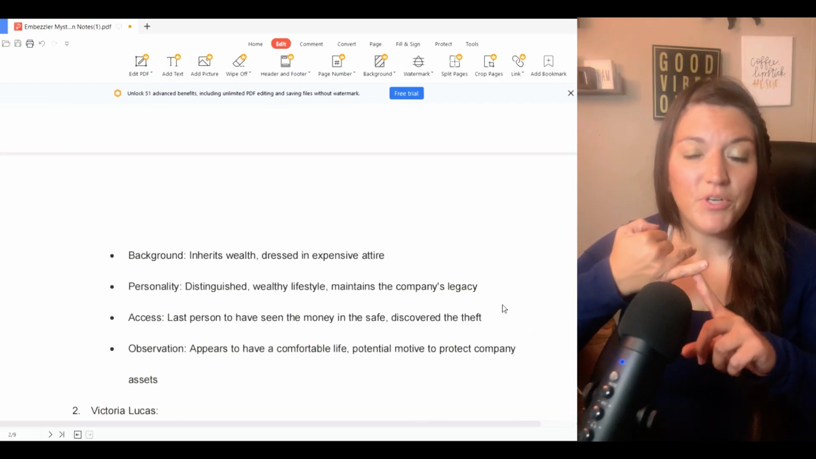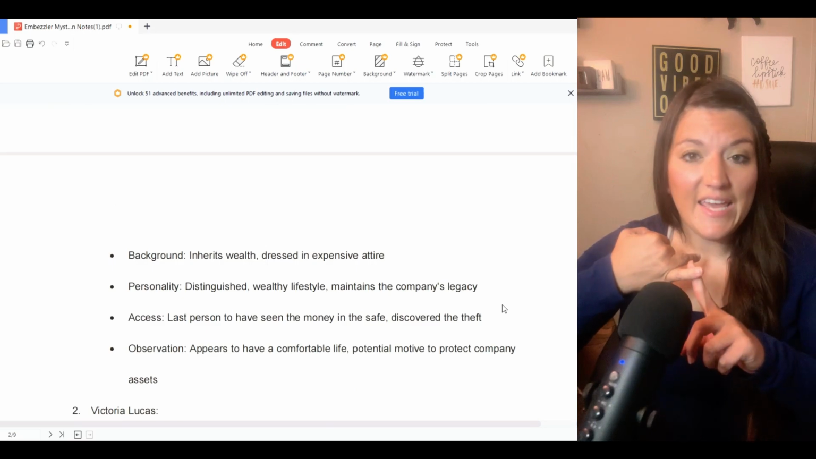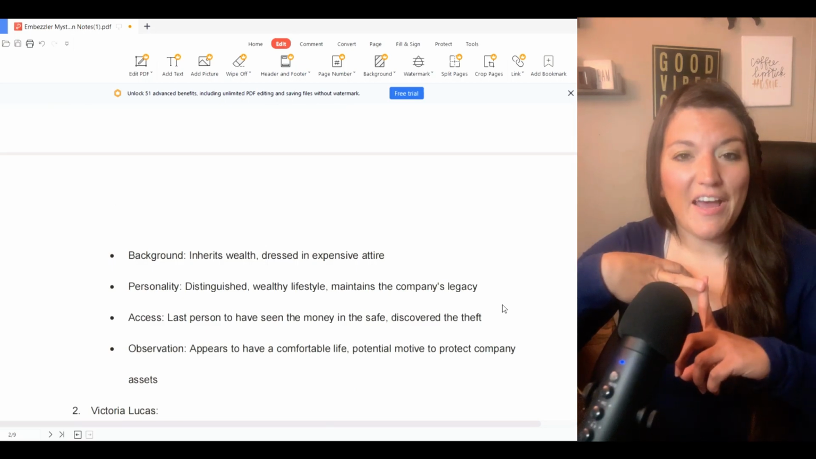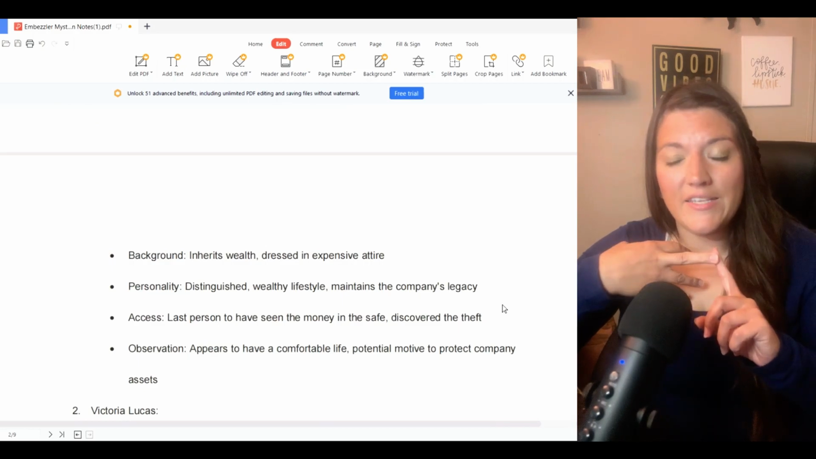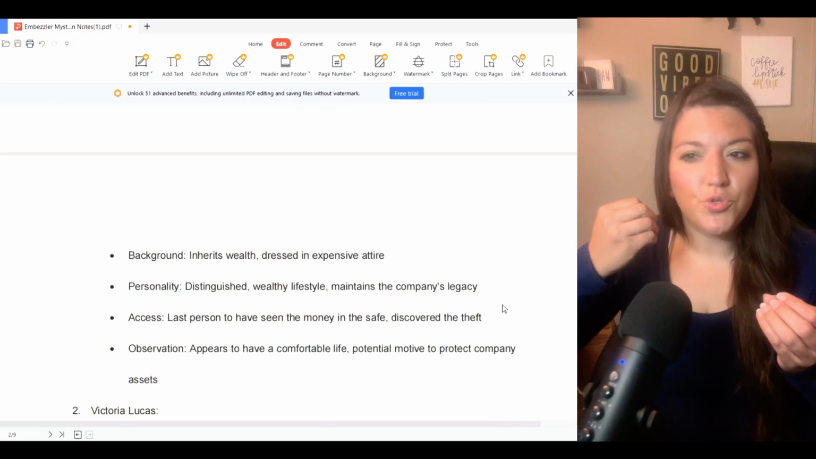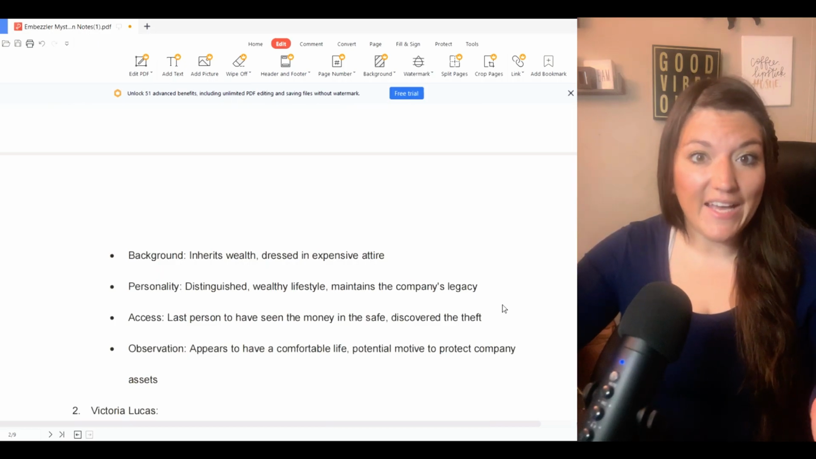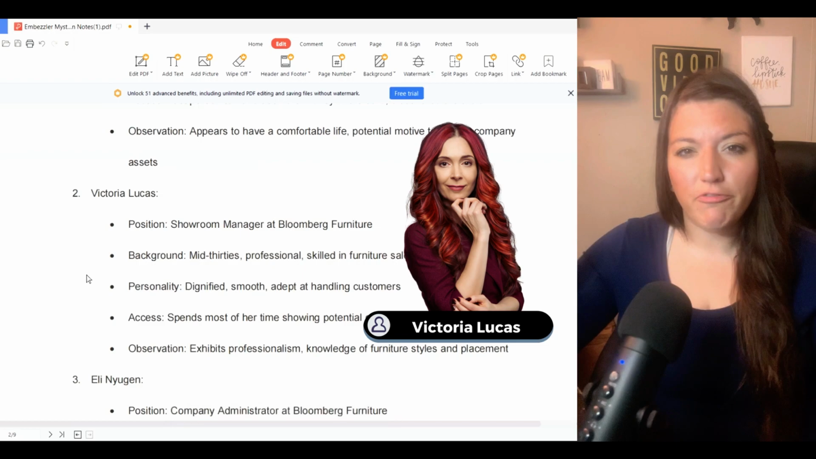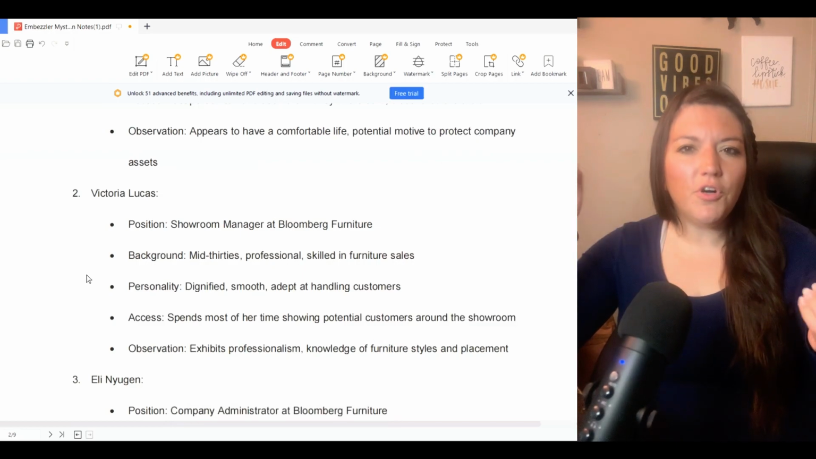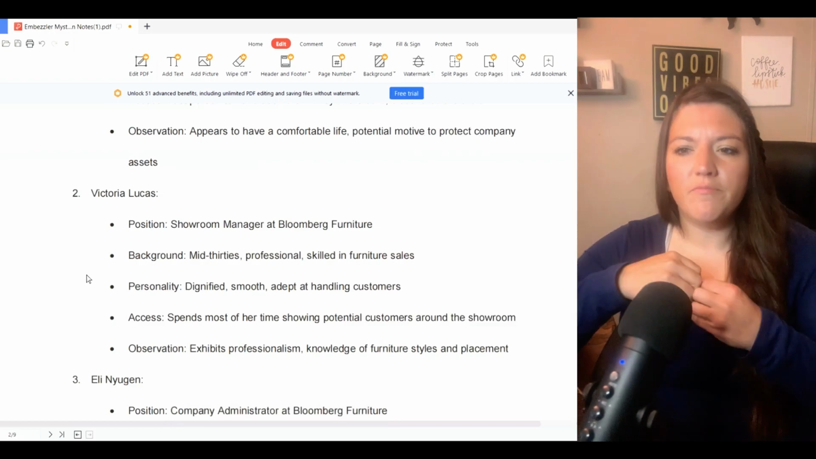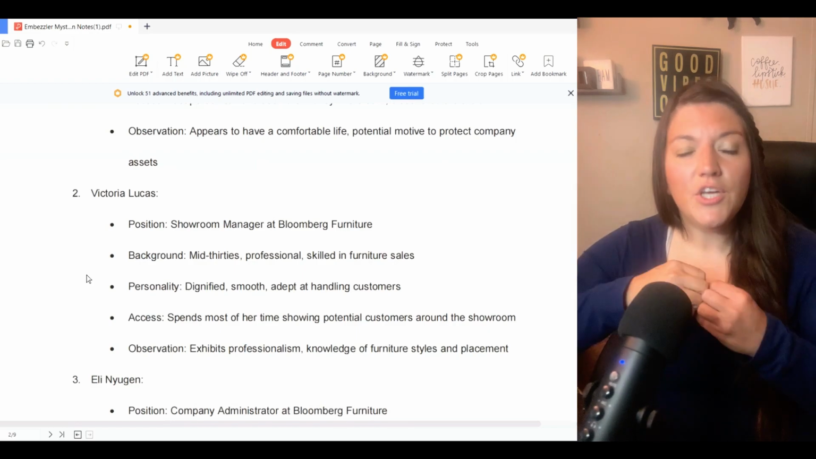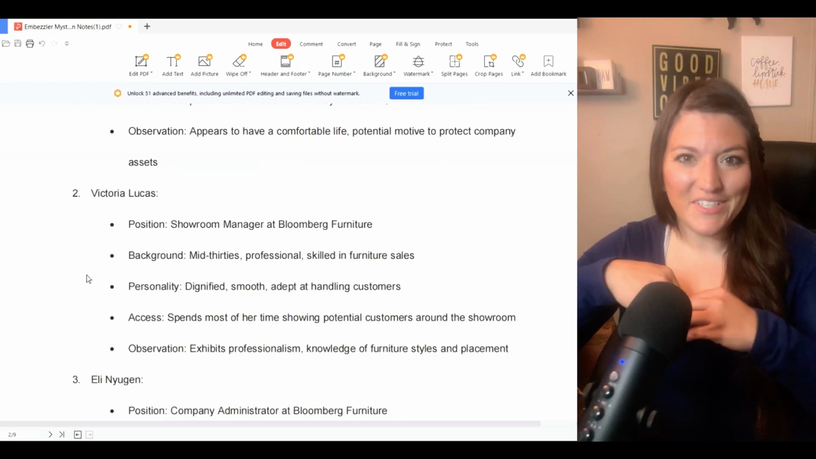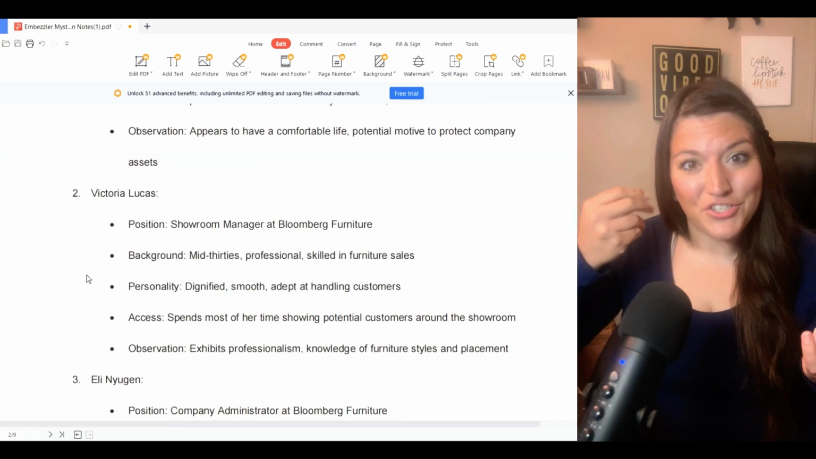He was the last person to see the money in the safe, and he discovered the theft. He also appears to have a very comfortable life, and he might have a motive to protect the company assets. And let's look at Victoria. She exhibits professionalism. She's very beautiful, knowledgeable of furniture styles and placements. She could have her own motive to use Bloomberg's interest in her to get away with a little extra cash.